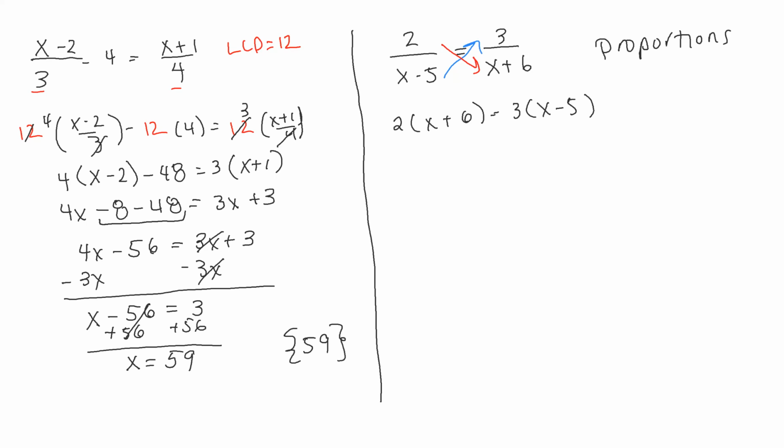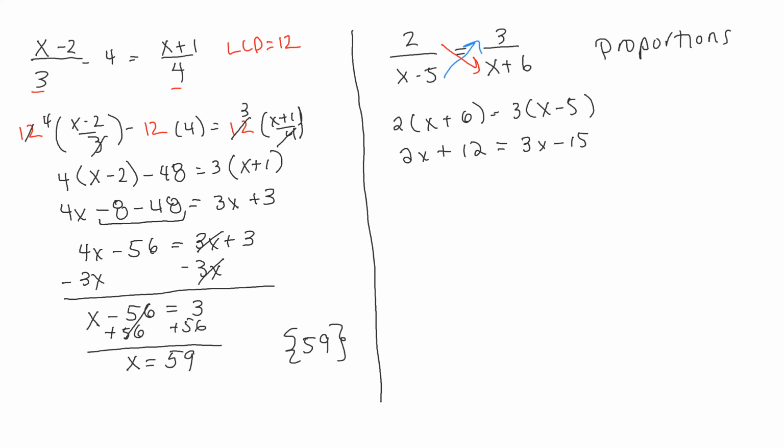All right. So we cross multiplied. Now we can just solve the equation. So I take 2 times x, which is 2x. And then 2 times 6 is 12. So I get 2x plus 12. And then on the right, 3 times x is 3x. 3 times -5 is -15. And then I want to solve this equation.